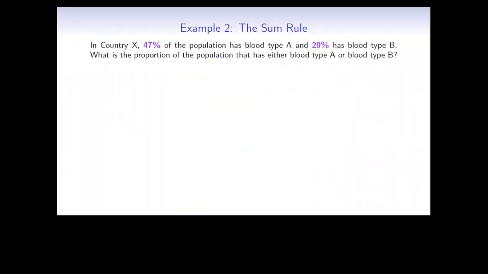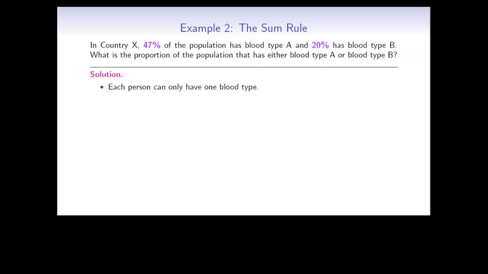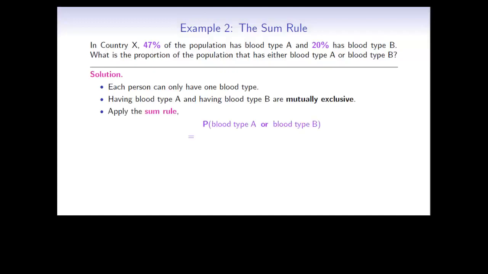Here's an example of the sum rule. Suppose that in country X, 47% of the population has blood type A and 20% has blood type B. What is the proportion of the total population that has either blood type A or blood type B? Well, each person can only have one blood type. This means that having blood type A and having blood type B are mutually exclusive events. This means that we can use the sum rule. In other words, the total probability is given by adding the two different probabilities. 47% plus 20% is 67%.